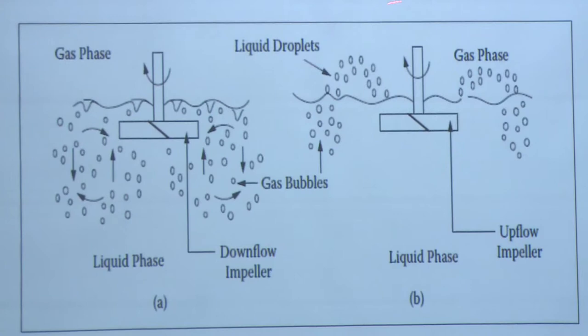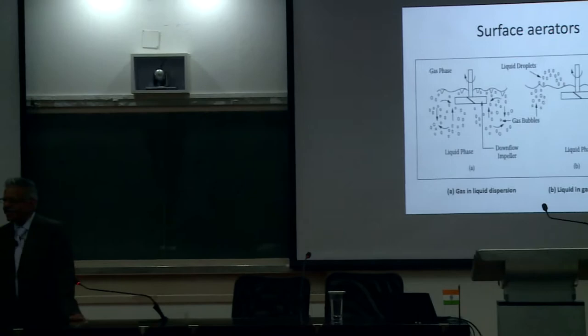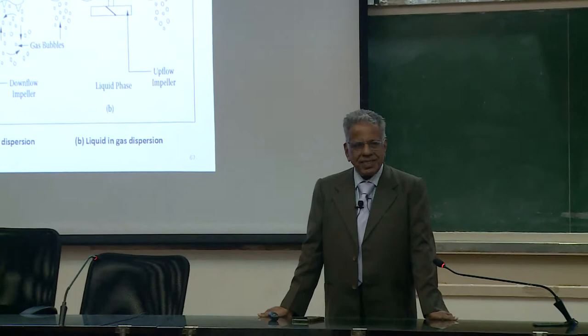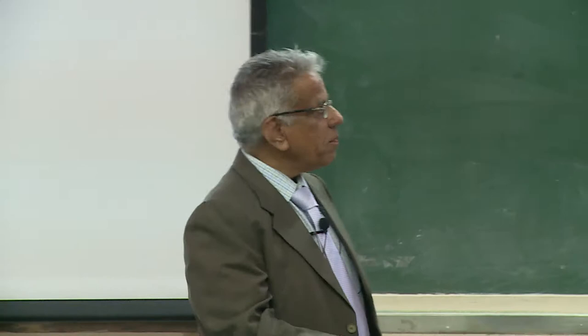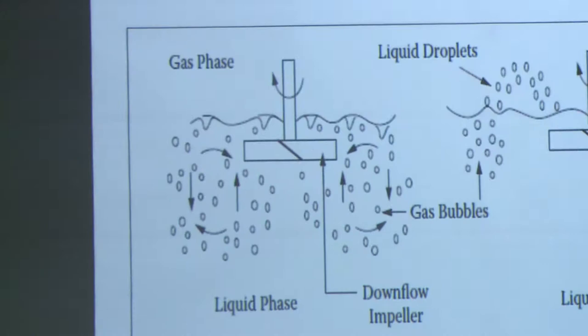Both the impellers are called surface aerators, since they are located near the surface and they create gas-in-liquid dispersion or liquid-in-gas dispersion. Either they create drops and the spray is created in the gas phase, both of these are called surface aerators. So, for some time these surface aerators were popular. You can see if there is a certain stirred tank volume, stirred tank height, approximately 20 to 40 centimeters of the top region can be surface aerated.